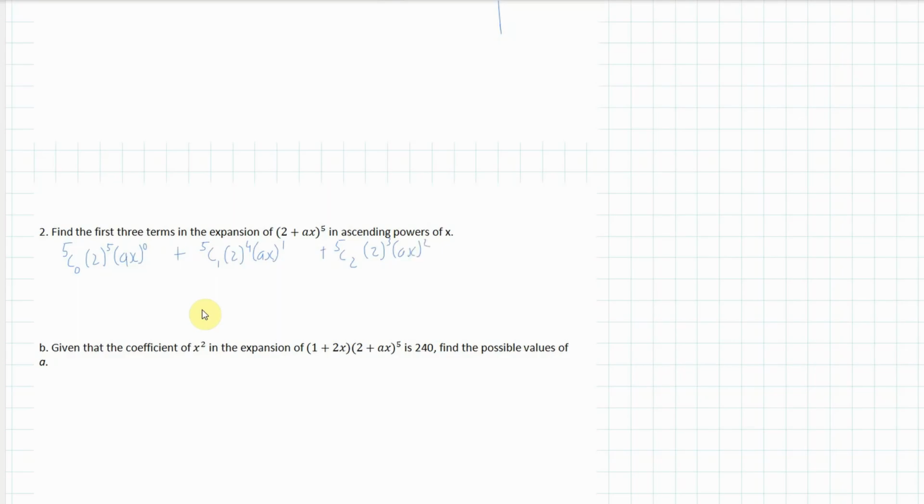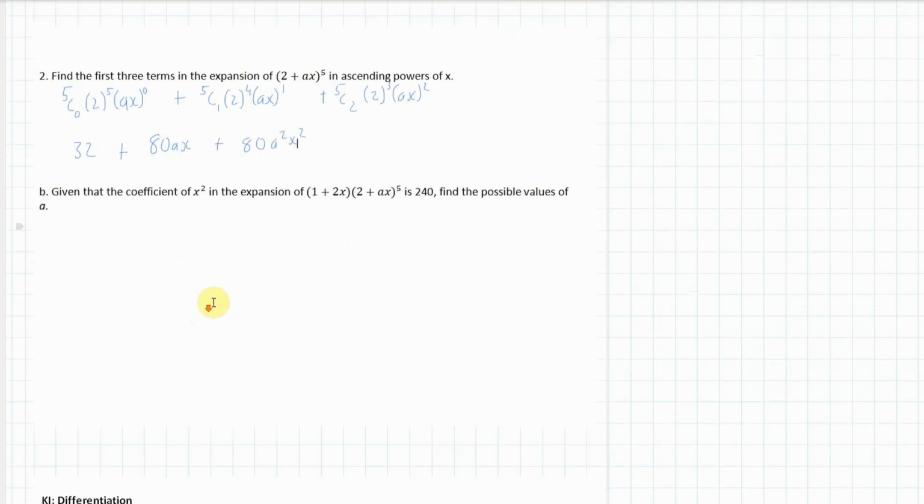Now this will give us 32 as our first term. The next one's going to be 5 times 16, which is 80, so 80ax. And then the final one, 5 choose 2, what's 5 choose 2? 10 multiplied by 8, so that's also 80a squared x squared.